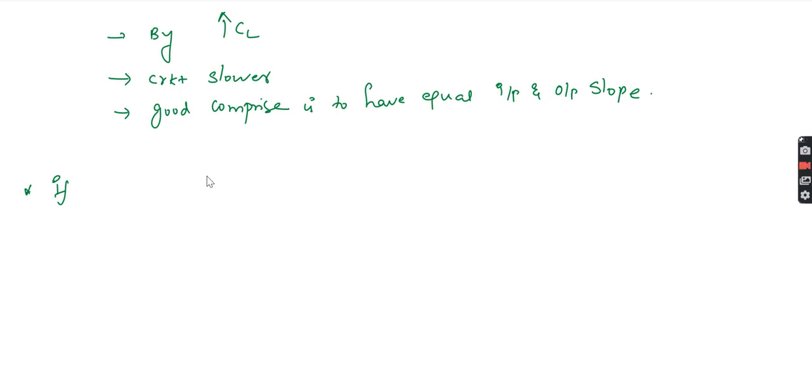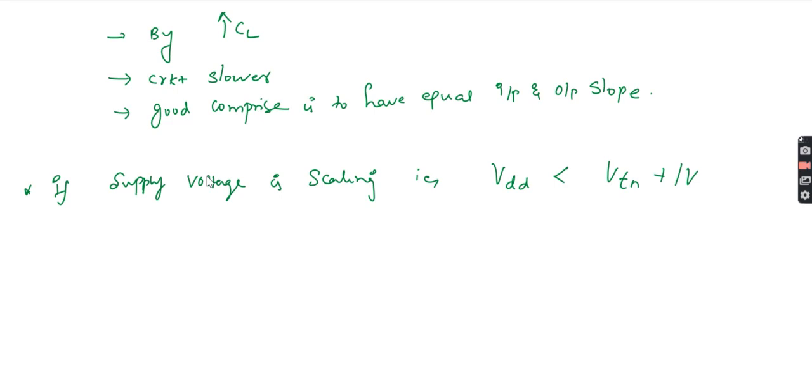So if the supply voltage is scaled down, means if you are reducing the power supply, such that your VDD is less than VTN plus VTP, then the short circuit current can be virtually eliminated.